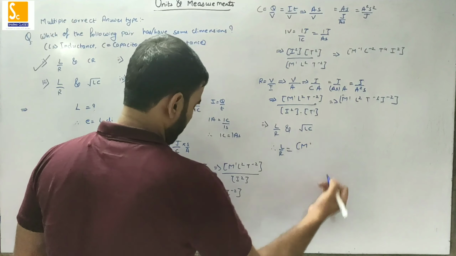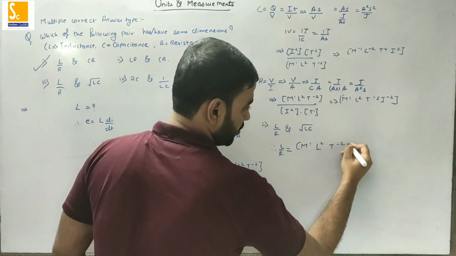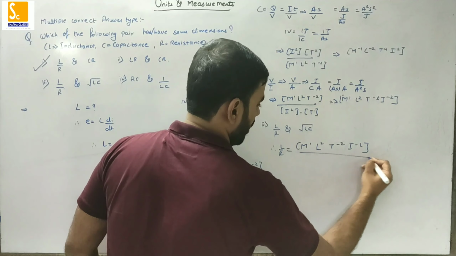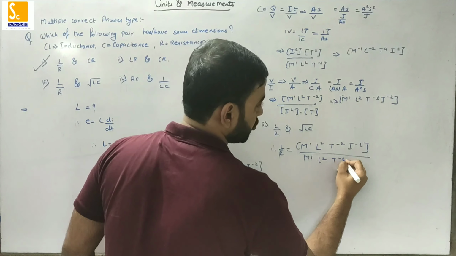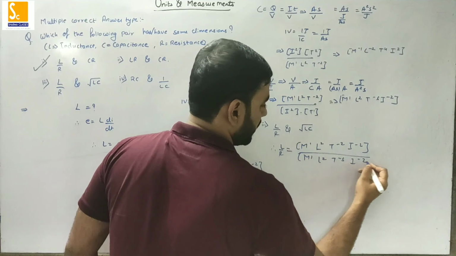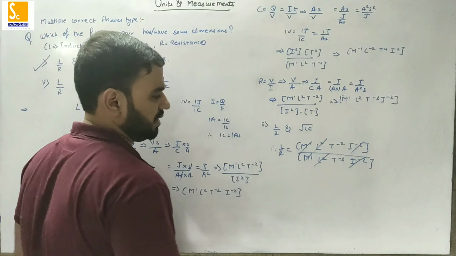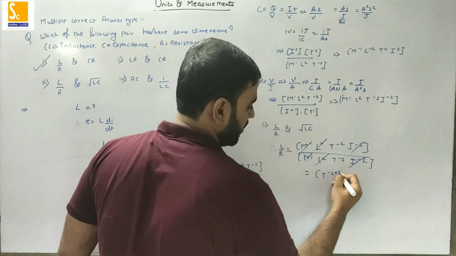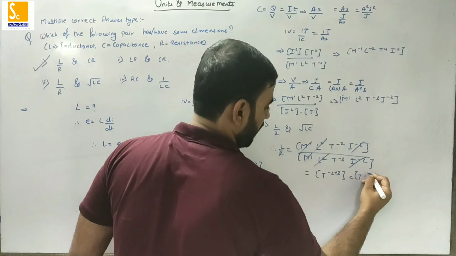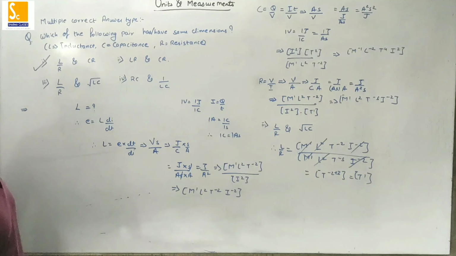It is m to the power 1 L2 t raised to minus 2 I raised to minus 2. R is nothing but this part, m raised to 1 L raised to 2 t raised to minus 3 I to the power minus 2. So if you will see, this gets cancelled, this gets cancelled. So minus 3 will come up, becomes plus 3. So t to the power minus 2 plus 3 becomes t to the power 1. Fine. So L by R comes out to be t to the power 1.